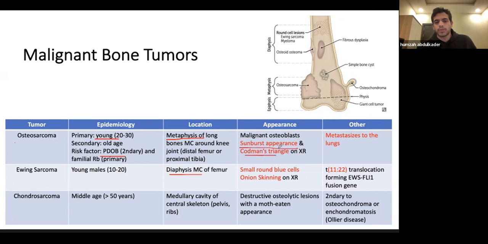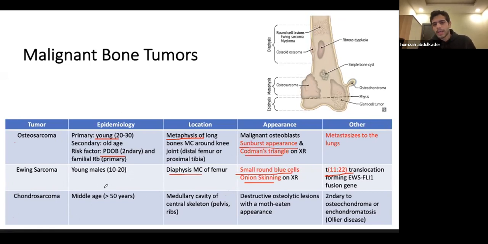Sunburst appearance, Codman's triangle. And these are also, if they give you an X-ray, you're going to want to look for this stuff, right? Ewing sarcoma, small round blue cells, onion skinning. This is very important. They ask about this a lot. T(11;22).